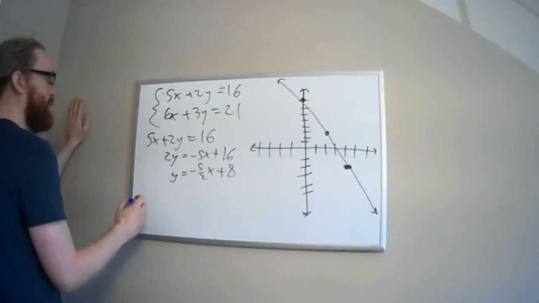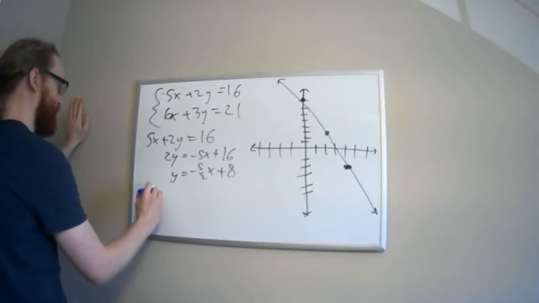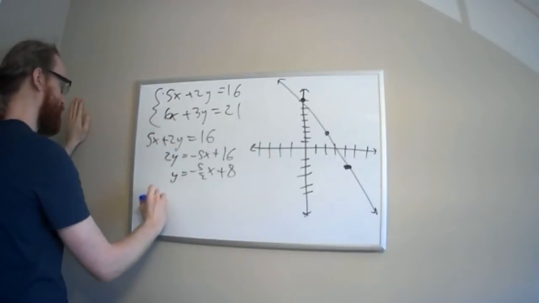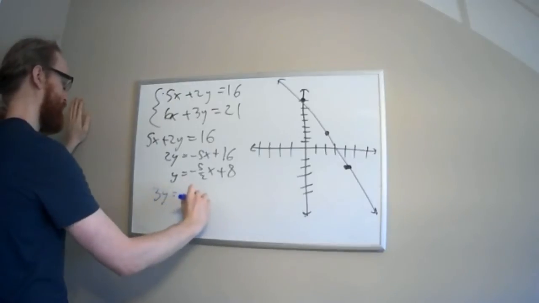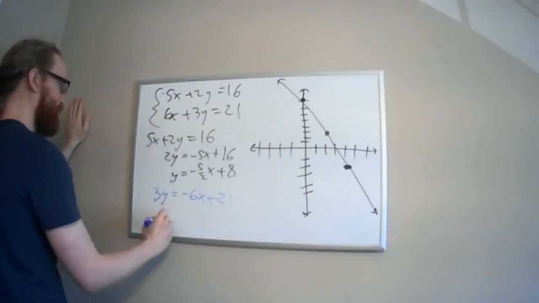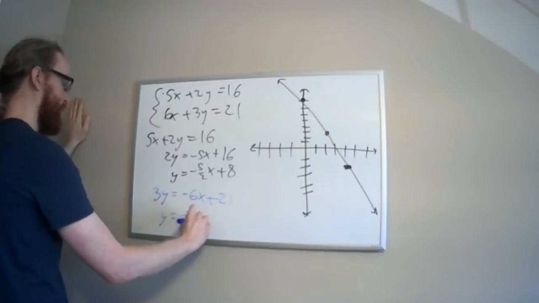If we do the other equation, what do I get? If I solve the second equation for y, I'll have 3y equals negative 6x plus 21. And then divide everything by 3, and I'll get y equals negative 2x plus 7.